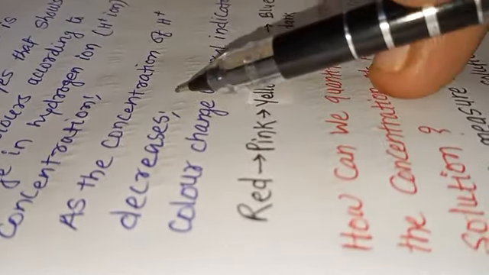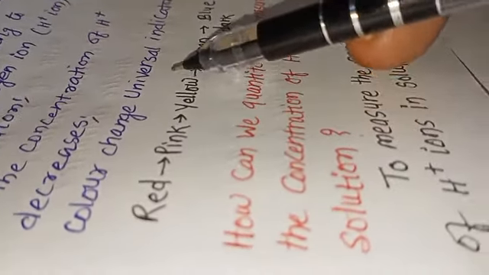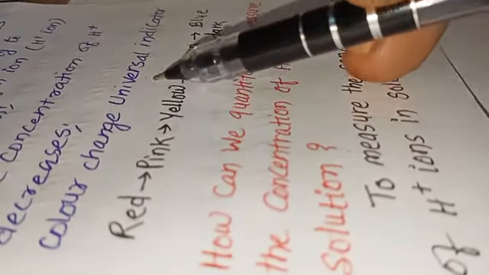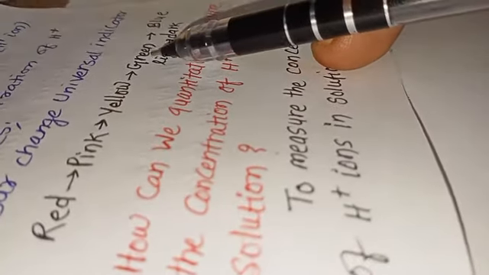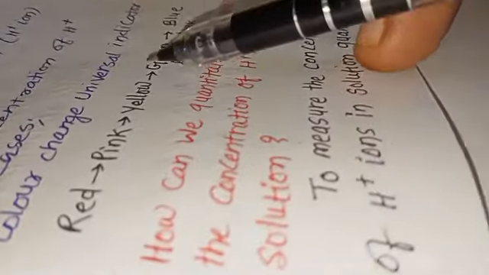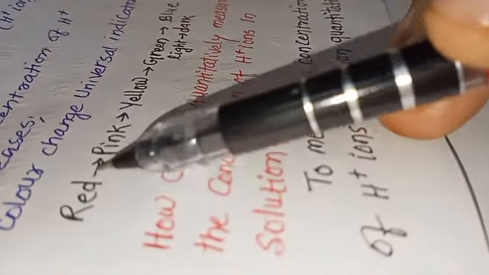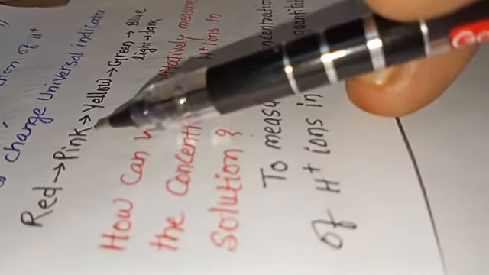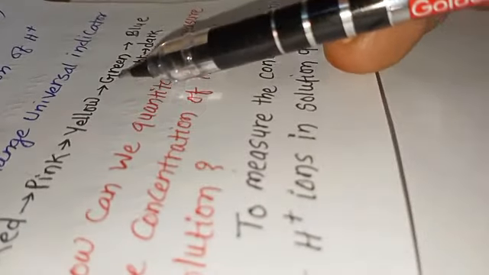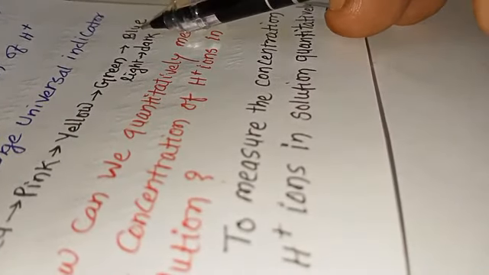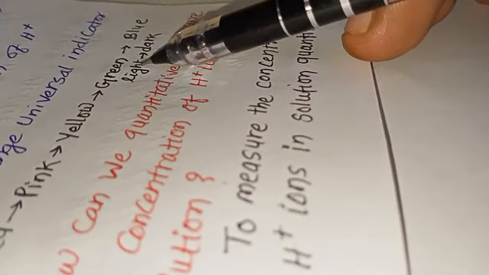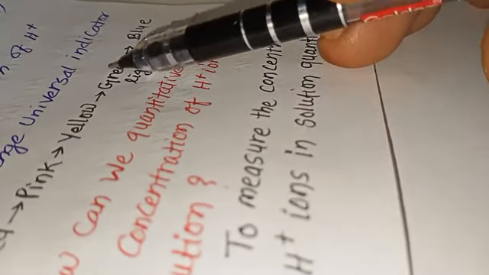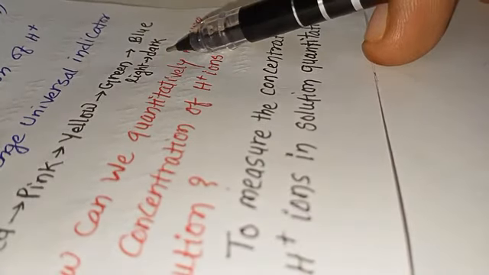As the concentration of H plus decreases, the color of the universal indicator changes in this order. Initially it is red, then as the H plus ion concentration decreases, from red it turns to pink, from pink to yellow, from yellow to green, from green to blue, then from light blue to dark blue, and ultimately we get dark blue. So this is what happens.